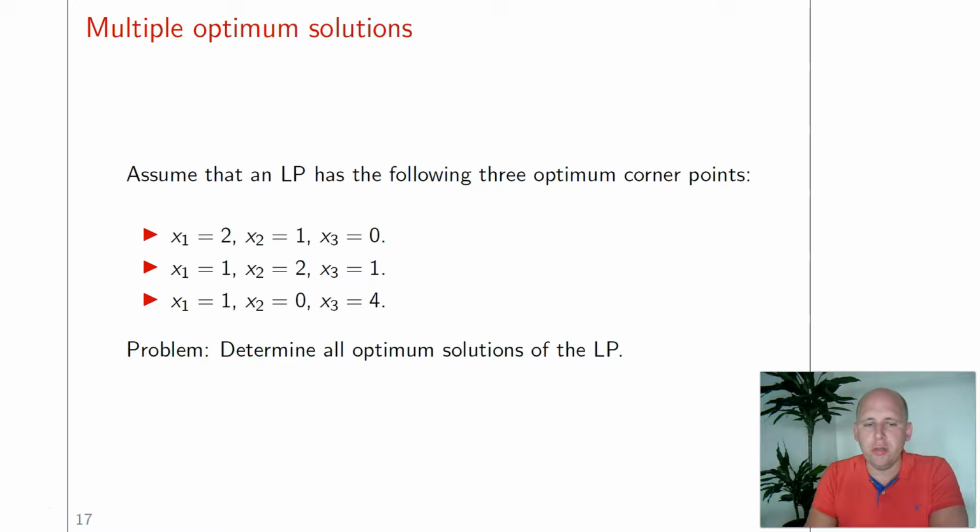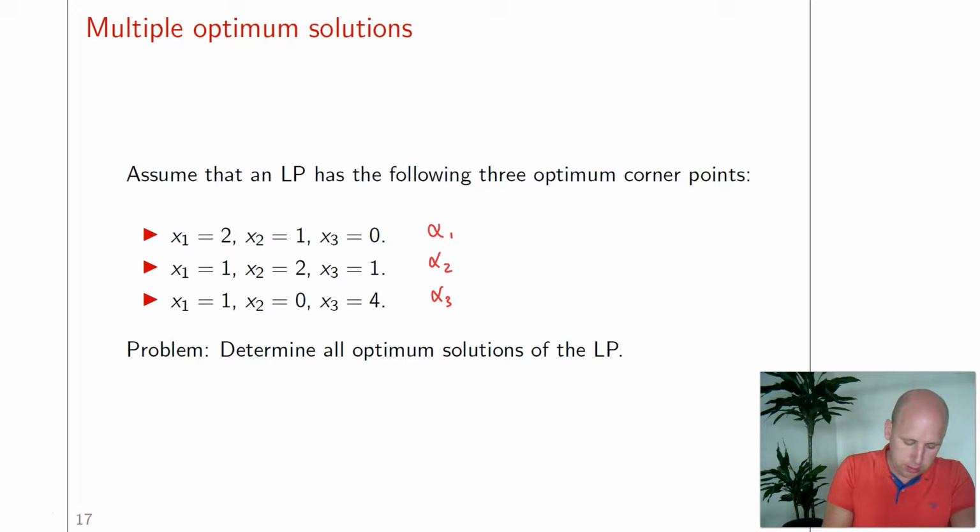And now the question is to determine all optimum solutions of the LP. If there are multiple corner points that are optimal, then any convex combination of these corner points is then also optimal. And if you have 3 points, then you cannot use the approach with alpha and 1 minus alpha anymore. So what we should do here is we should multiply the first solution by alpha 1, the second one by alpha 2, and the third one by alpha 3. If you choose those alpha values non-negative in such a way that the sum of them is 1, then you have a convex combination of the 3 solutions.